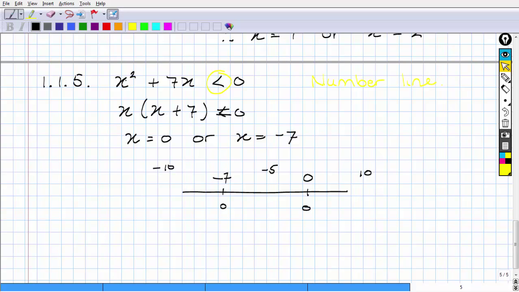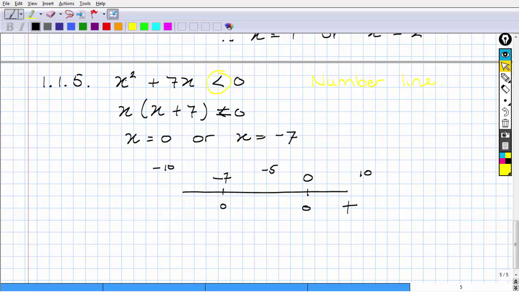If we plug in 10, start over here on this side. 10 times 10 plus 7, so 10 times 17 is a positive number. It's 170. So we end up with a positive number. And the good thing is, if we have a positive number over here, we're going to get a negative number over here and a positive number over here. But let's just check that.